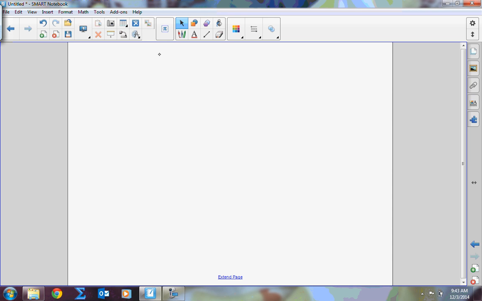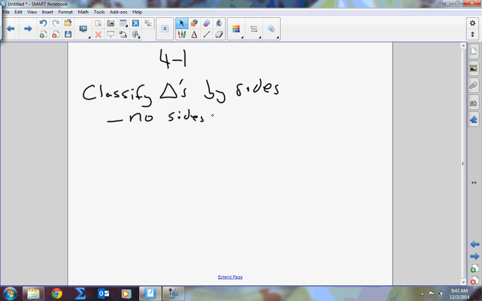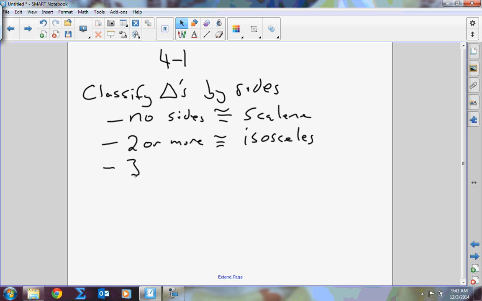There will be some easy questions from 4.1 because there's no way for me to make 4.1 difficult. Remember, we classify triangles by angles and we classify triangles by sides. So if we classify by sides, what are the possibilities? If no sides are congruent, we call that scalene. If it has two or more congruent sides, we call it isosceles. And if all three are congruent, then we call it equilateral.